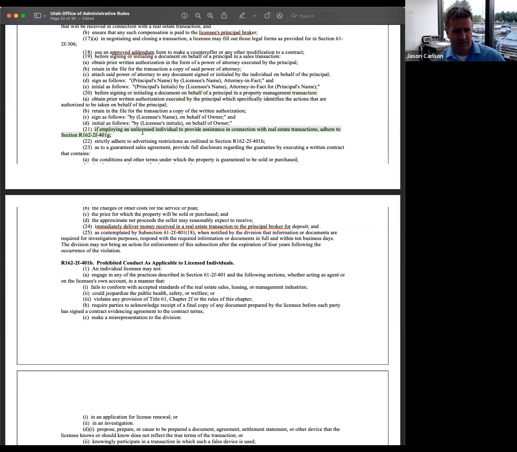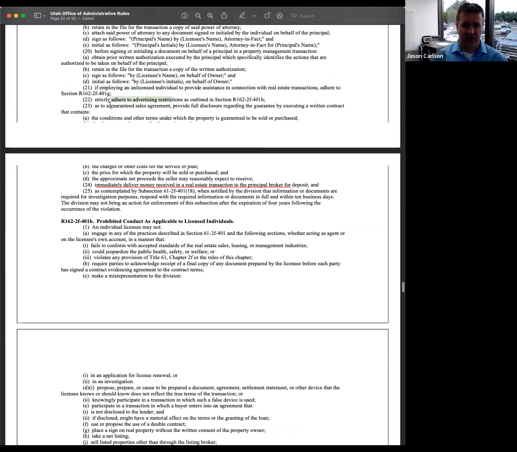21, if employing unlicensed individuals to provide assistance in connection to a real estate transaction, adhere to these other rules. So basically, if you're going to hire an assistant that doesn't have their real estate license, there's specific things they can do and there's specific things they can't do. Just make sure they're following those. 22 is about advertising. 23 is guaranteed sales processes. I know some agents do that. There's a proper way to do it.